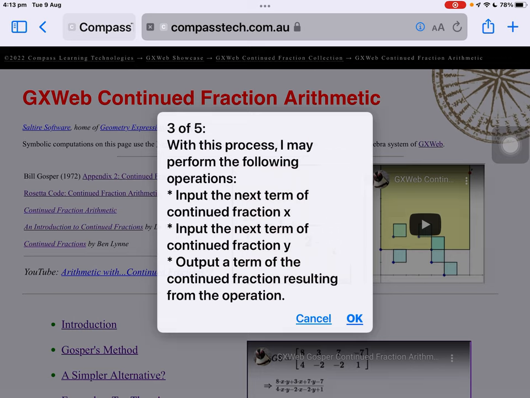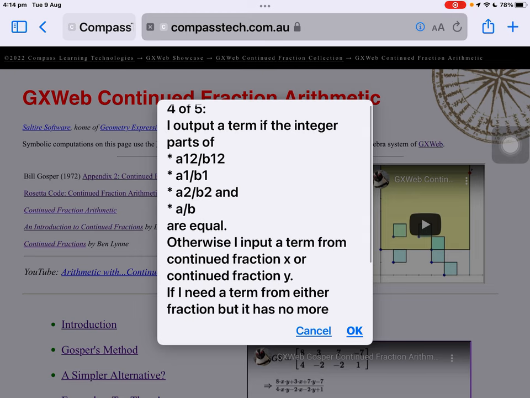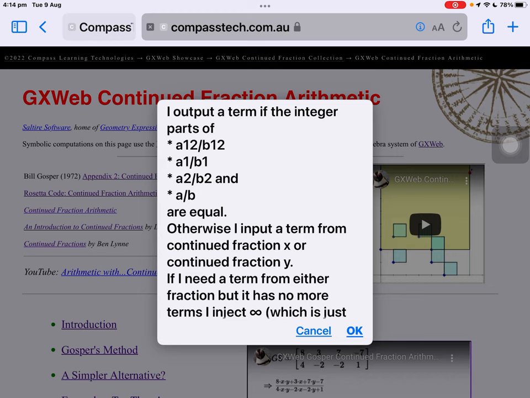Now, with this process, I can perform the following operations. Input the next term of continued fraction x, input the next term of continued fraction y, output a term of the continued fraction resulting from the operation. I output a term if the integer parts of a12 over b12, a1 over b1, a2 over b2, and a over b are all equal.